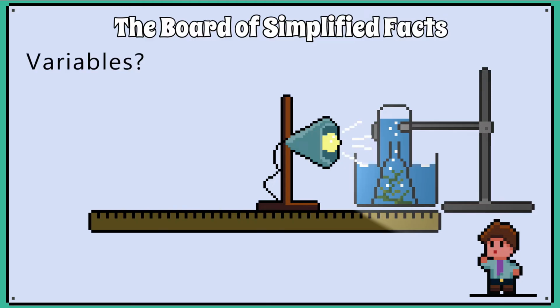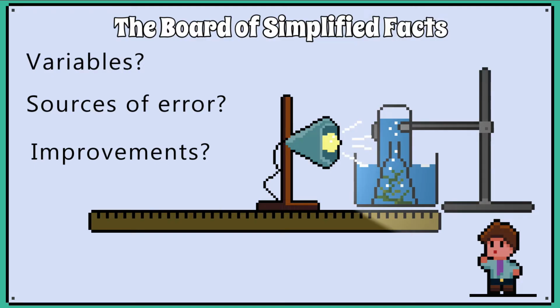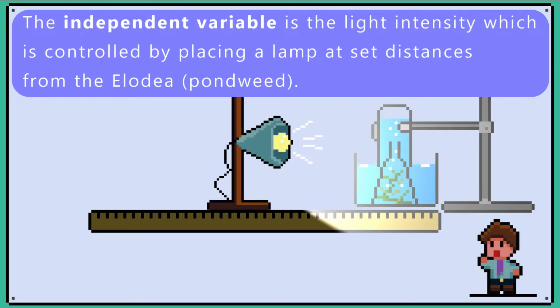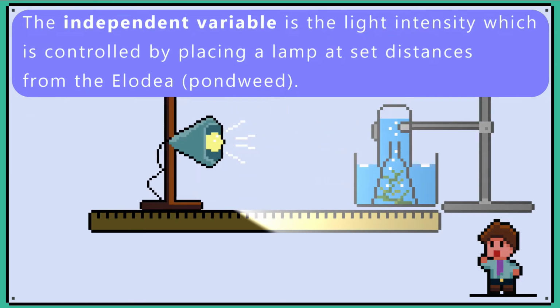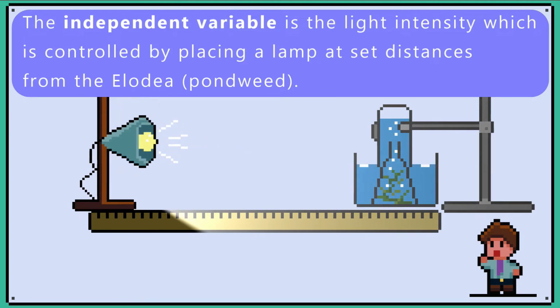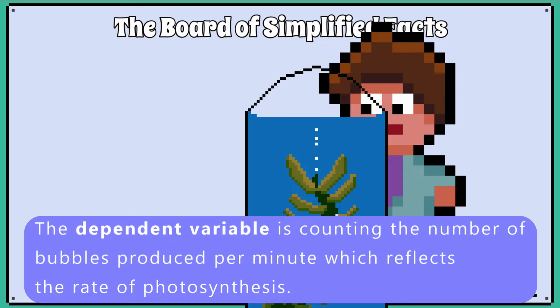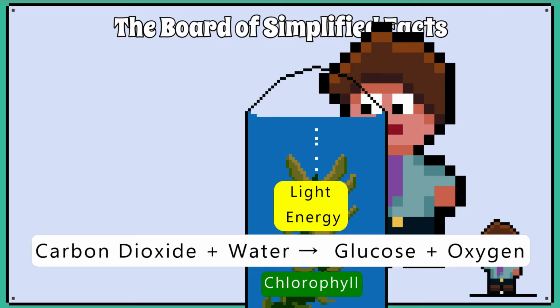We will just look at the variables, sources of error, and suggest improvements regarding this specified practical. The independent variable is the light intensity, which is controlled by placing a lamp at set distances from the pondweed. The dependent variable is counting the number of bubbles produced per minute, which reflects the rate of photosynthesis. The bubbles contain oxygen because oxygen is a byproduct of photosynthesis. More bubbles equals higher rate of photosynthesis.